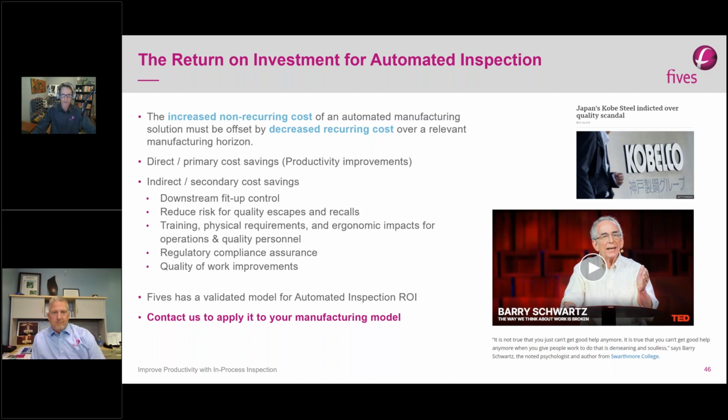So if you haven't really thought about these issues, please contact us. We have a validated ROI model for automated inspection, and we really would love to share it with you.